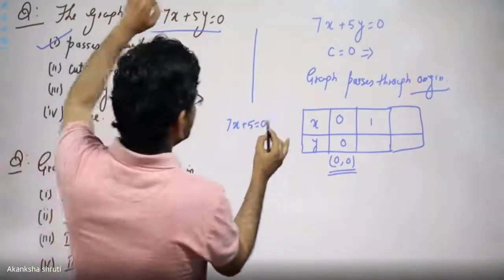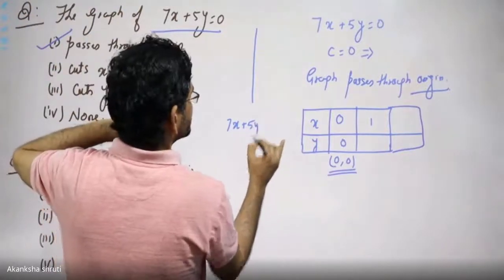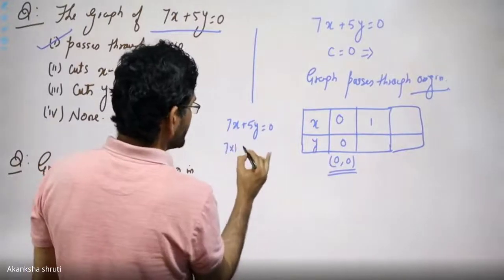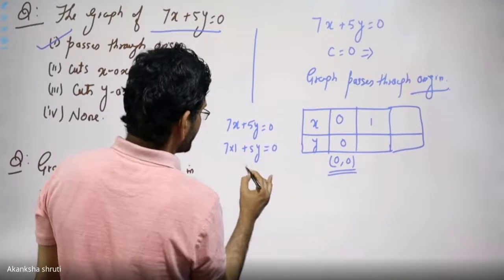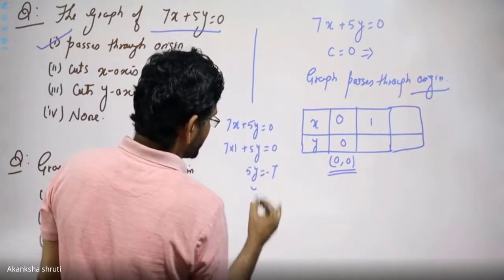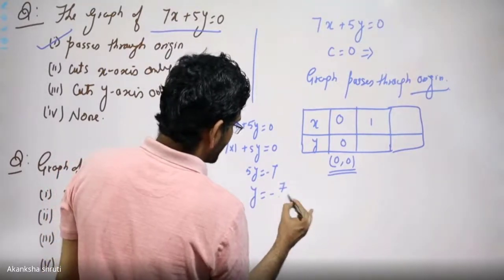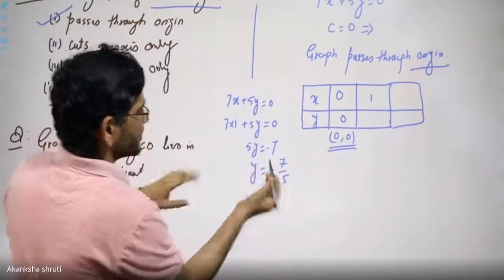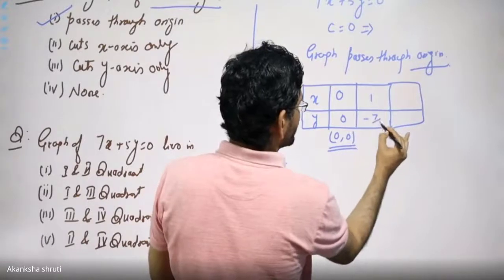So students, we have 7x plus 5y equals 0. Taking x equals 1, 7 into 1 plus 5y equals 0. From here, 5y equals minus 7, so y is minus 7 by 5. Now remember the sign of this value: it is minus 7 by 5.